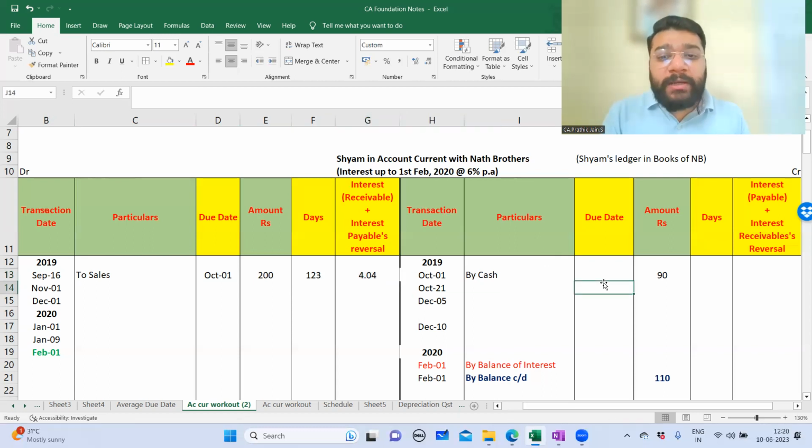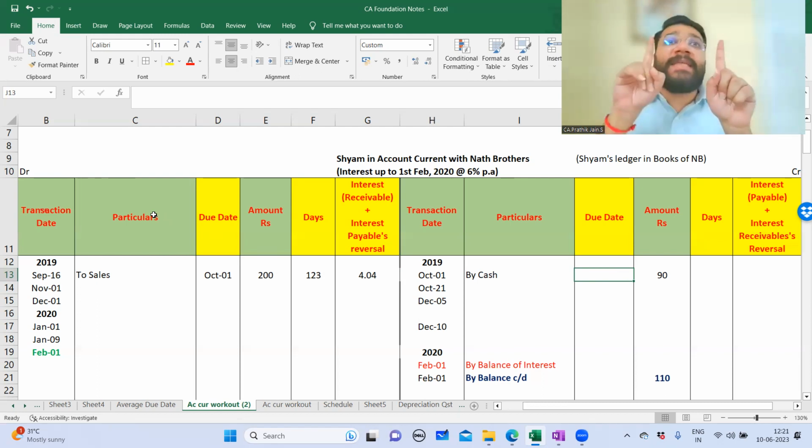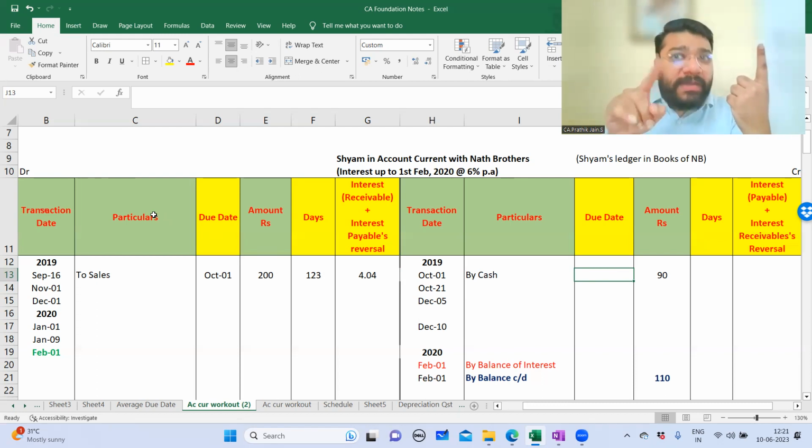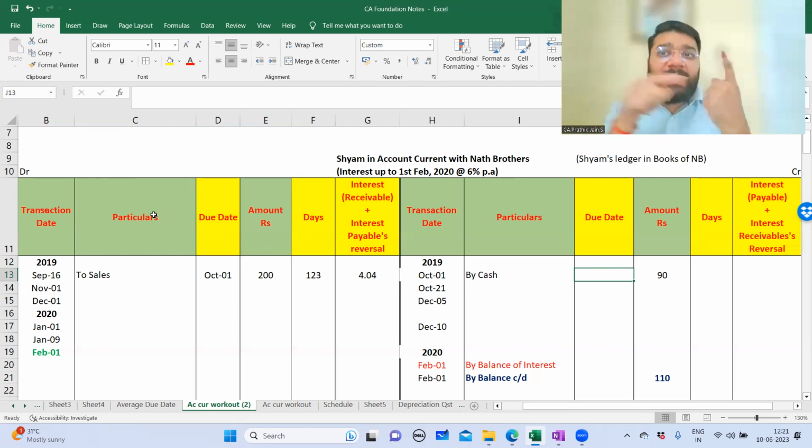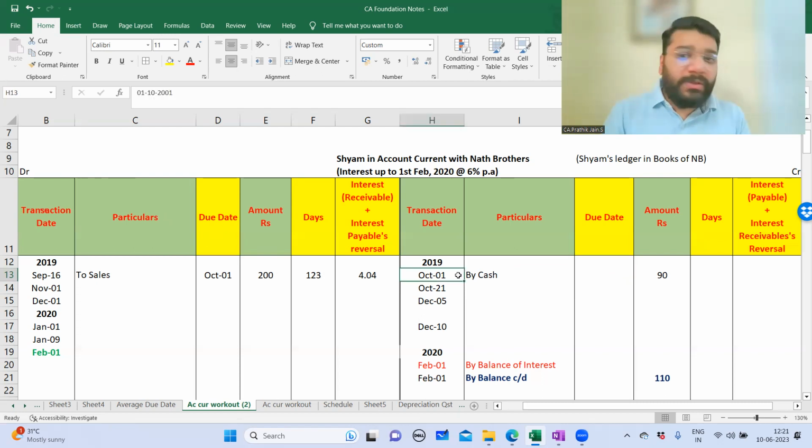So here what will be my due date? For all cash receipts, for all cash payments, the due date and the transaction date will be the same, because only in the purchase transaction and sale transaction is the due date different. Why? Because there is an intermediary credit period. But for payment, do we have any due date? This fellow is coming and paying me the money on October 1. So the due date also will be October 1 only.